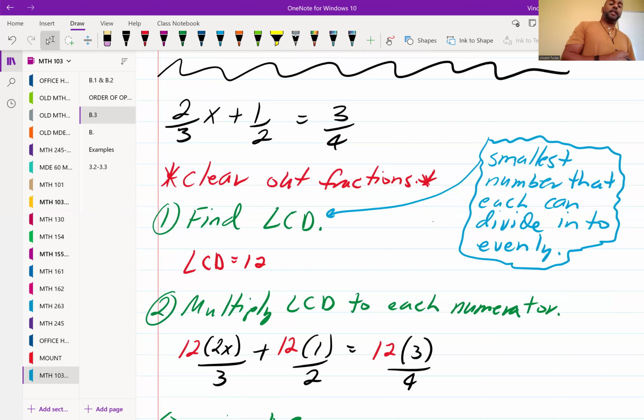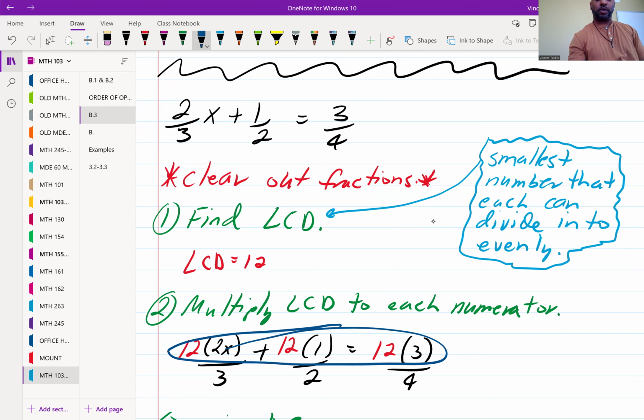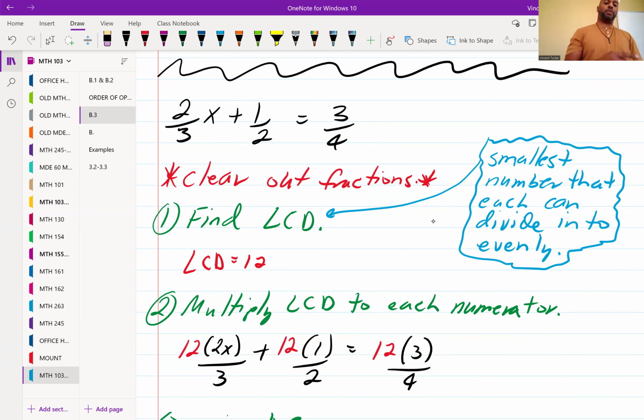So our LCD is 12, and notice step 2, we're going to multiply that 12 to each numerator. Notice we're not talking about top and bottom of the fraction, we're just talking about the top, we're multiplying across the equation. So the numerator is the top number, we're going to multiply that LCD, the 12, to each numerator. Make sure you're okay with those first two steps before we scroll up.